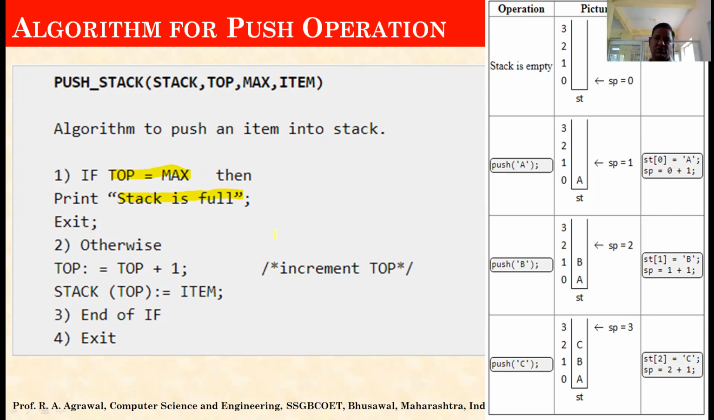When this error is generated, at that point of time you cannot add an element in the stack. So if this condition is true, then you have to exit. No more addition is possible in the stack. If this is false, then you first increment the value of top by 1. Then the item, the element which is to be added to the top of the stack, will be added to the top of the stack. After the element has been added to the top of the stack, you end it and then you can exit.